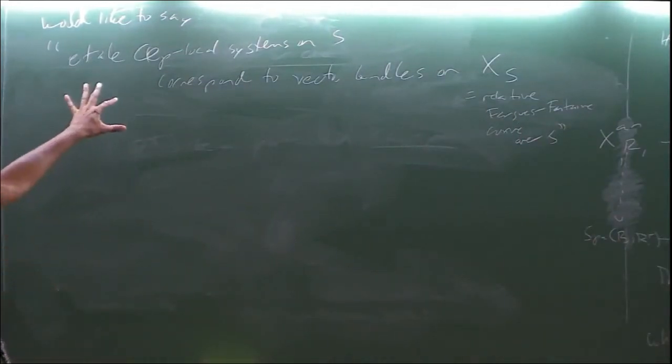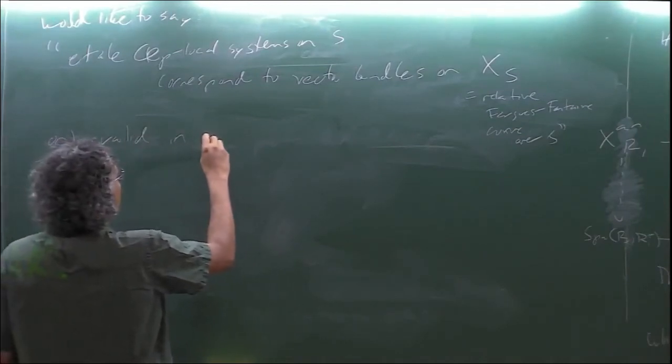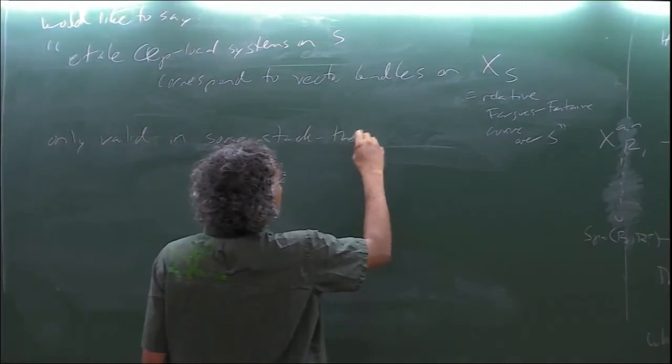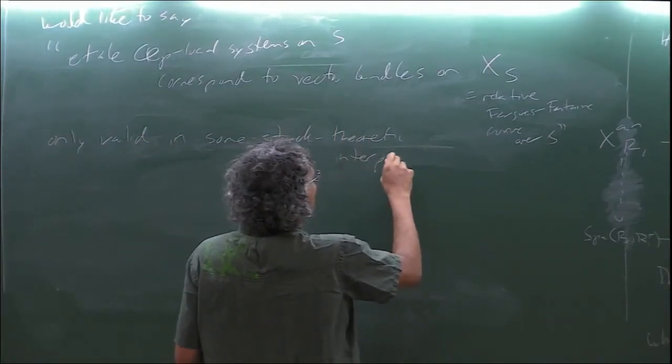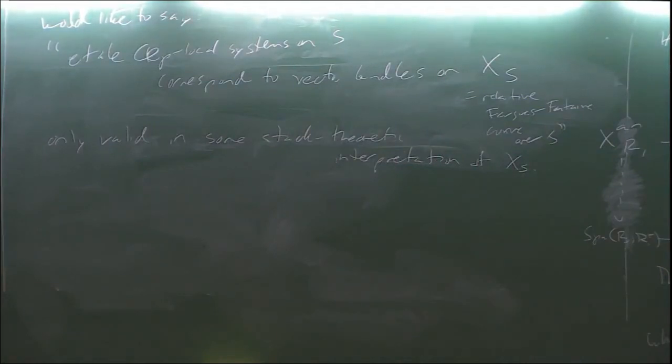And if you interpret this statement appropriately, it's true. It's just that you have to think of this as only valid in some stack theoretic interpretation of XS. So there's no direct notion of a Fargues-Fontaine curve over the spectrum of QP, for example. What you have is, for every one of these perfectoid subdomains in the pro-étale site, a Fargues-Fontaine curve over that, and you can talk about bundles over that. And then if you want to talk about the Fargues-Fontaine curve over S, you have to think of it as some sort of stack. Vector bundles on a stack are vector bundles on the cover plus the descent data. So the descent data is showing up again in a hidden way.